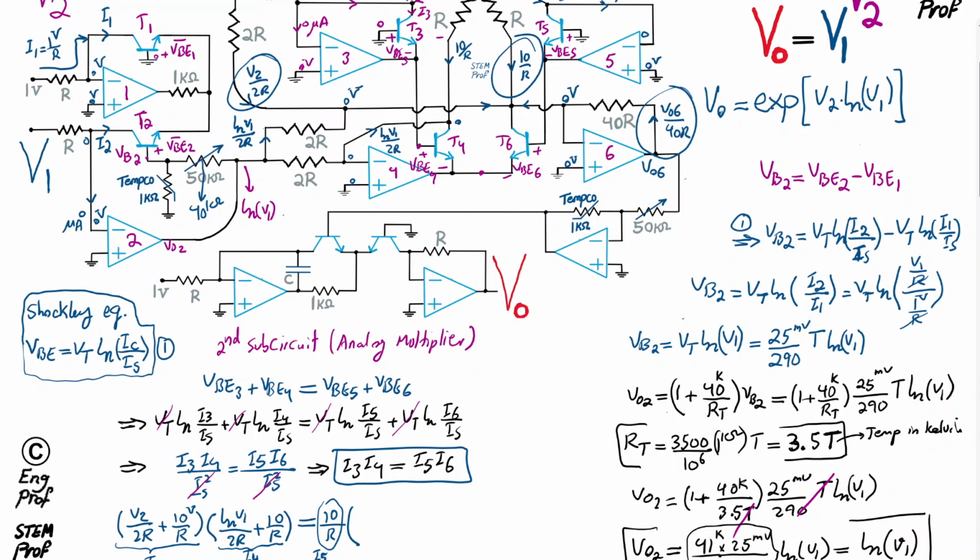So the sum of these four currents, then I'm gonna get 10 divided by R plus V2 divided by 2R plus ln V1 divided by 2R plus V out 6 divided by 40R. So V out 6. Interesting. So this one is actually I6.